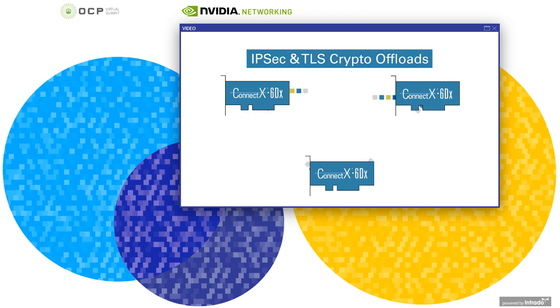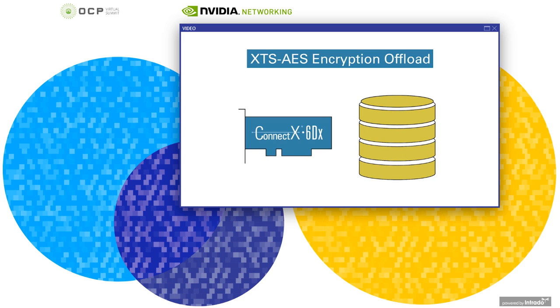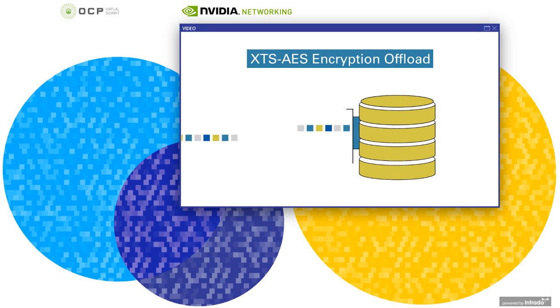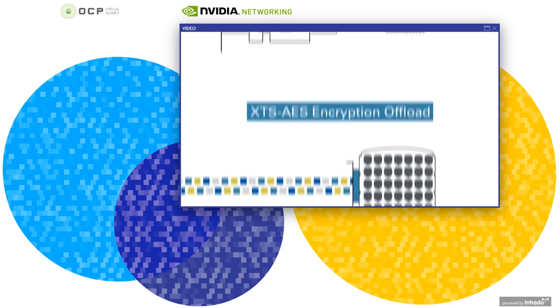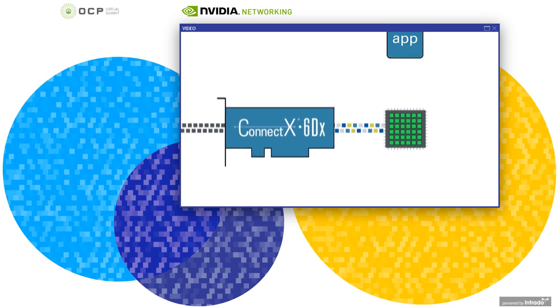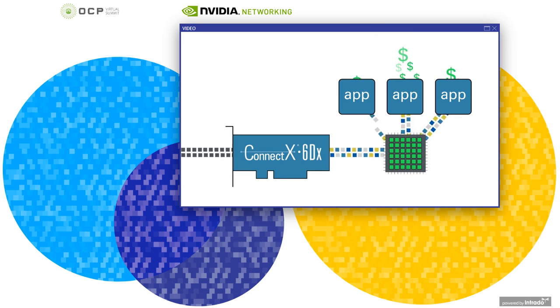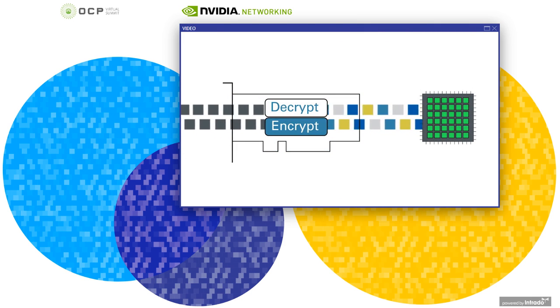IPsec and TLS accelerations are key to enabling secure data center communications and web application delivery, while the XTS-AES data at rest encryption offload enables efficient storage encryption capabilities. By offloading these cryptographic operations, our ConnectX-6 Dx SmartNIC frees up the host CPU for money-making applications and uniquely enables encrypted traffic to benefit from all the other advanced networking offloads it offers.